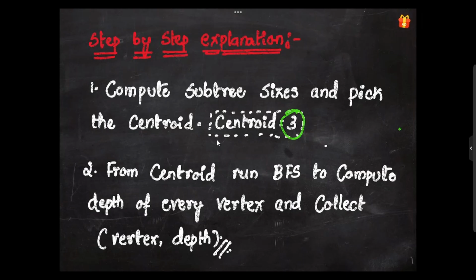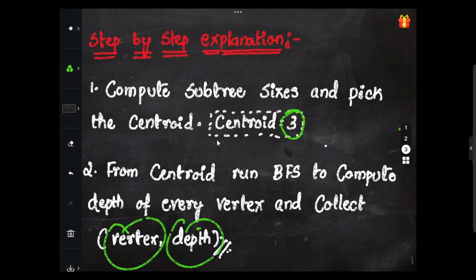From the centroid, we will run BFS. Why will we be running the BFS? Because we need to compute the depth of every vertex. As we are making use of the BFS, not the DFS, we will not be going with the depth, we will be going with a level. So we'll be computing each level. From the centroid we run the BFS just to compute the depth of every vertex at each level, and collect the vertex, depth pairs.